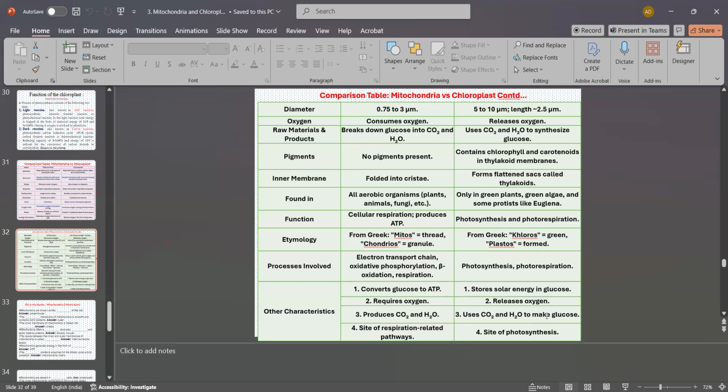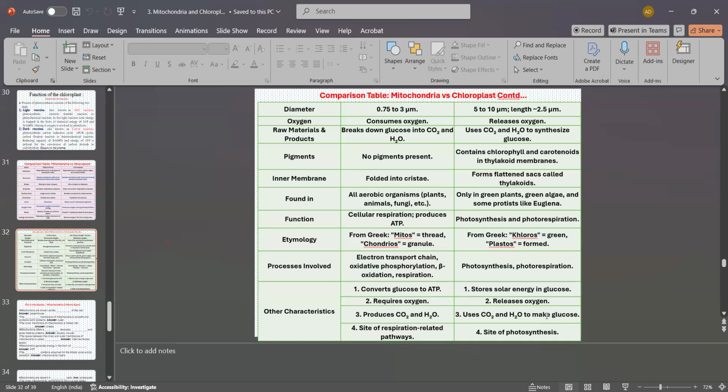Then raw materials and products: mitochondria break down glucose into carbon dioxide and water; chloroplast uses carbon dioxide and water to synthesize glucose. Pigments: no pigments are present in the mitochondria. Pigments are present in the chloroplast, which contains chlorophyll and carotenoids in thylakoid membranes. Inner membranes are folded into cristae in mitochondria; in chloroplast they form flattened sacs called thylakoids. Mitochondria are found in all aerobic organisms: plants, animals, fungi. Chloroplasts are found only in green plants, green algae, and some protista like euglena.